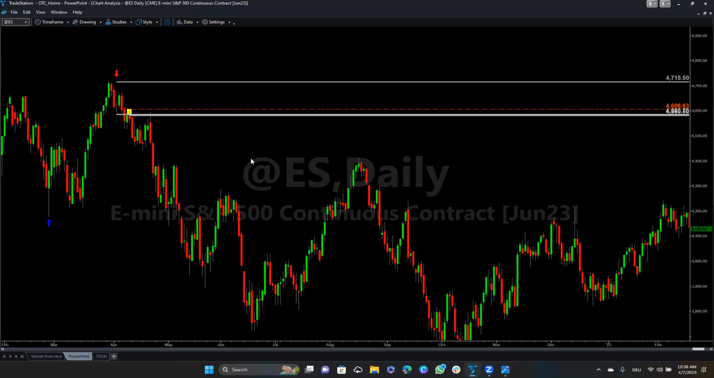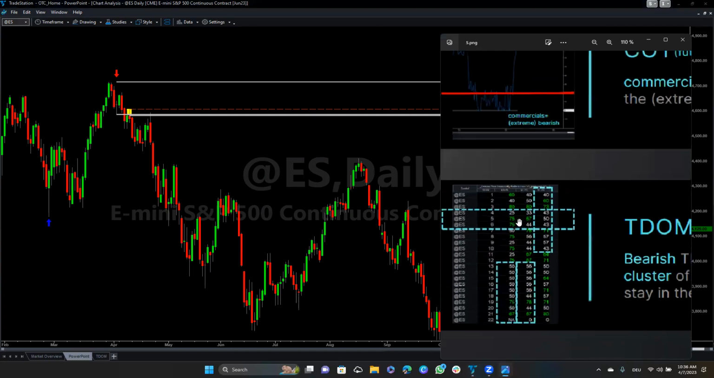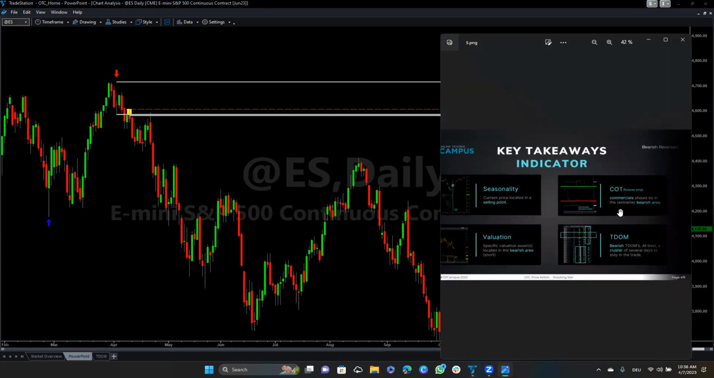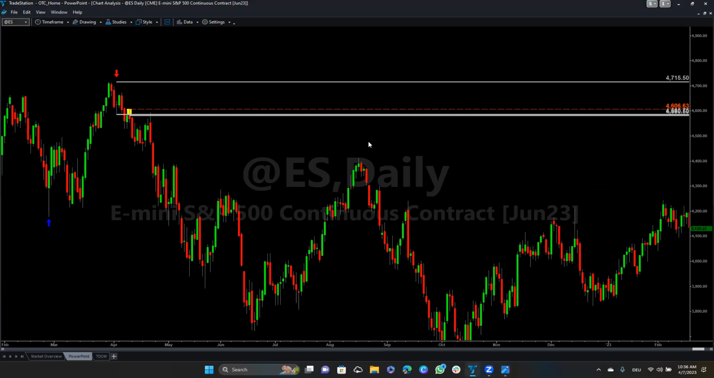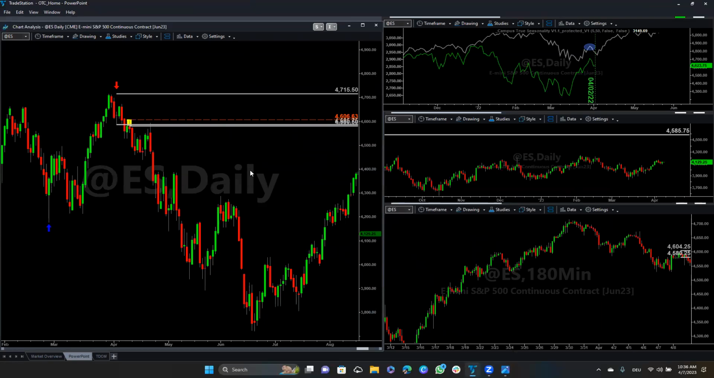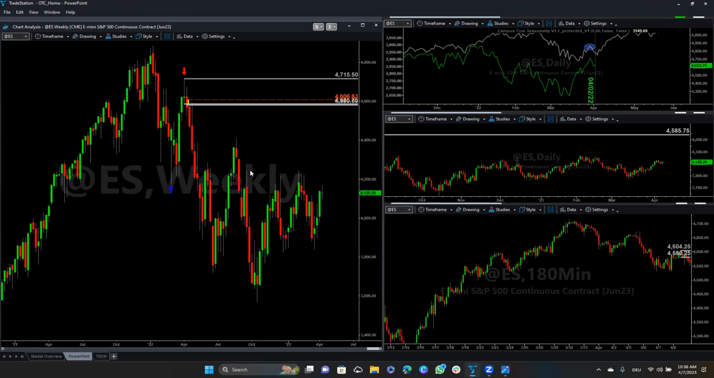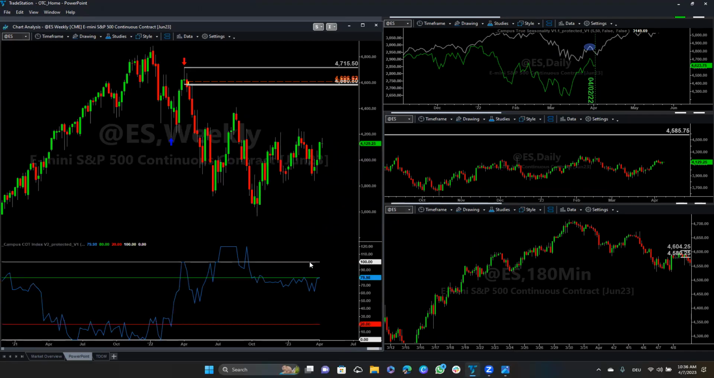Good. Let's cover also the other seasonality, the COT and the valuation. Let's check the valuation and the COT here. For this, we will go back to the weekly chart, of course. And let me add the COT. I put only the commercials inside. You can change it if you want, if you need also the other parts.